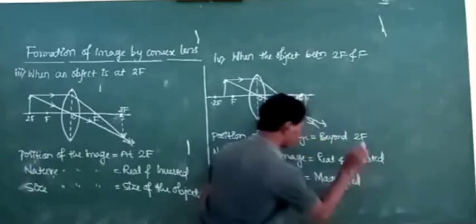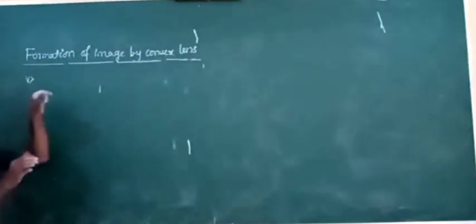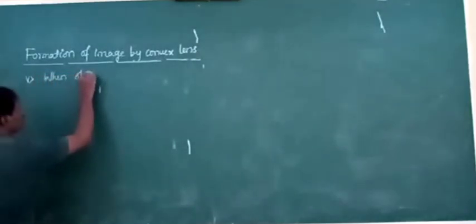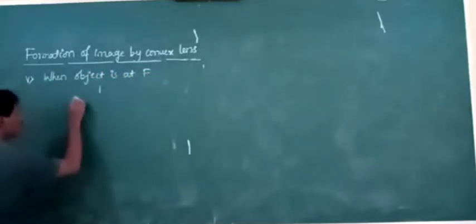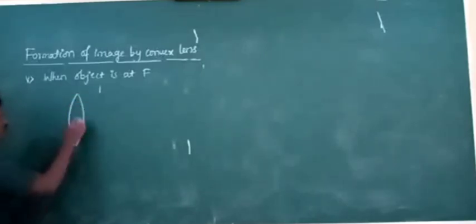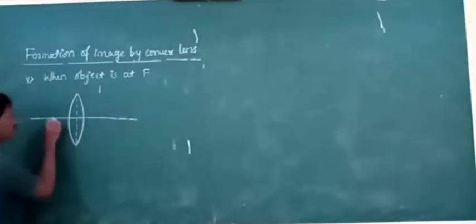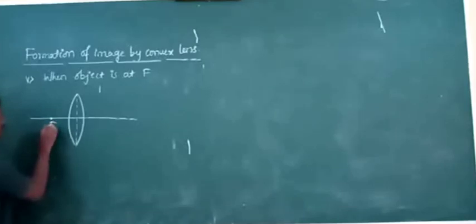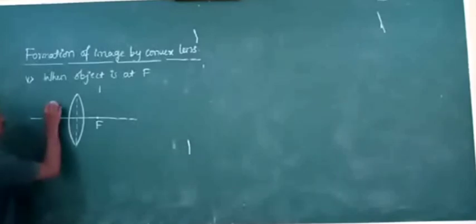Magnified. Okay. Now the fifth case, that is when the object is at F. Now let us consider once again a convex lens, because we are going to discuss image formation by a convex lens. There are two foci for the given lens, F1 and F2. Now, where is the object? The object is at focus only.